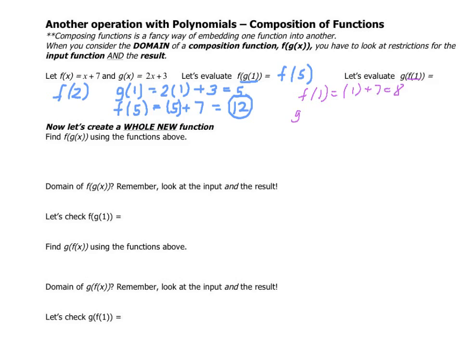Now we want to do g of f of 1, which is the same as g of 8, because remember f of 1, we just evaluated, was 8. Pardon my bad handwriting here. Okay, g of 8 is plugging in 8 for every x that we come across in g. 2 times 8 is 16, plus 3 is 19.